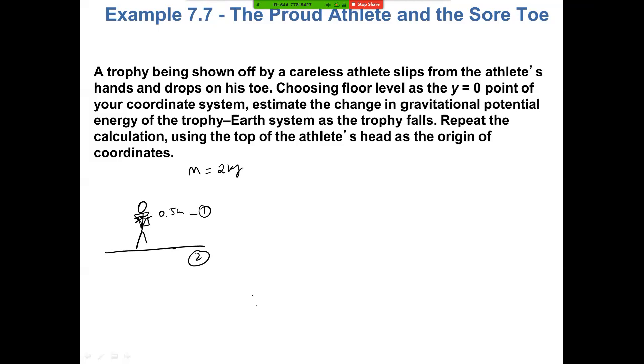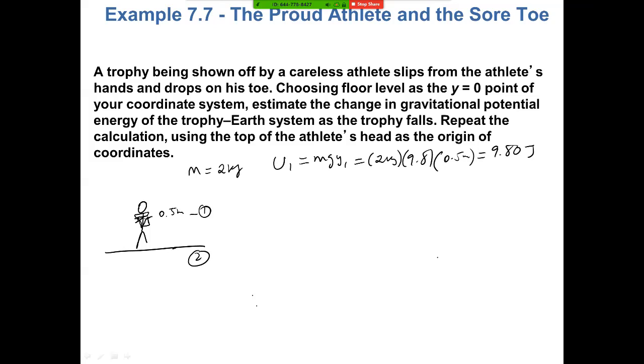That means I can calculate the potential energy at point 1, which is mgy1. If I do this calculation, it's going to be 2 kilograms times 9.8 meters per second squared, times the position 1, which is 0.5 meters. So I get 9.8 joules.